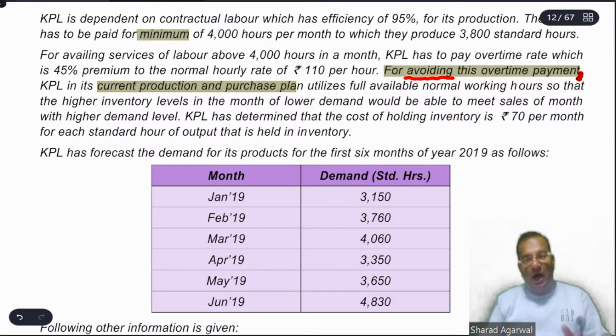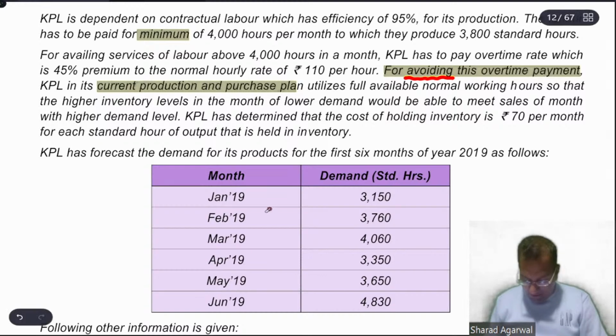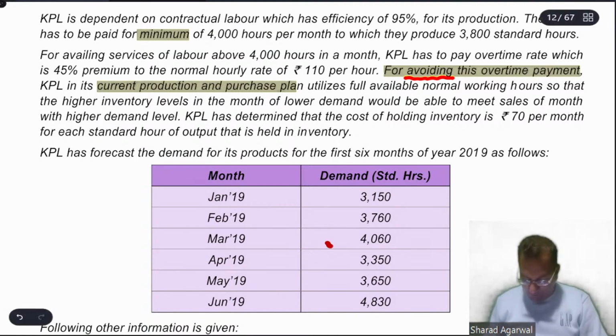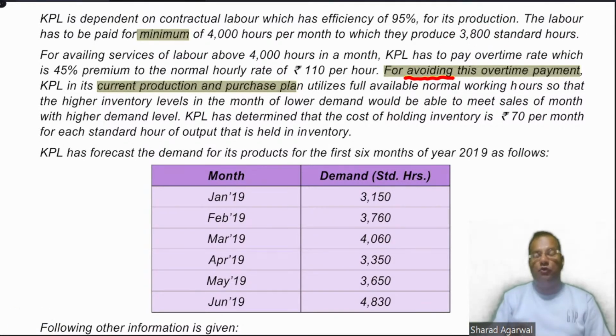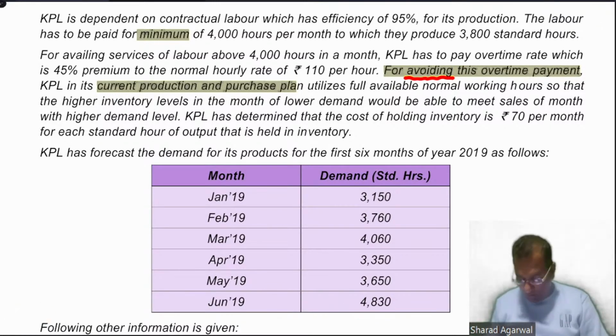And how can this be done? Overtime working we are avoiding here. Why? Because we are already having the stock of finished goods. The excess production of January and February that we are having will be utilized in March. In March, we will produce 3,800 standard hours, while the remaining 260 hours of output will be taken from the opening stock of March 19. Similarly, in the case of June also, we will get the stock from the opening stock.